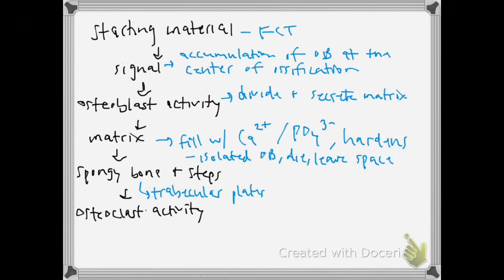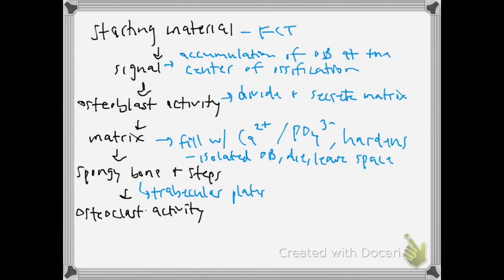So we're talking about the starting material as fibrous connective tissue. We get a signal which causes this accumulation of osteoblasts at the center of ossification. These osteoblasts are going to divide and secrete matrix. This matrix can be called osteoid or the osteoid seam. This matrix is going to ossify. It's going to get hard because we're getting this calcium and phosphate deposited into it.